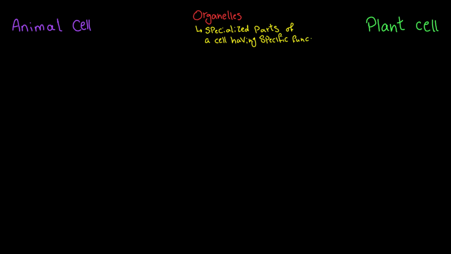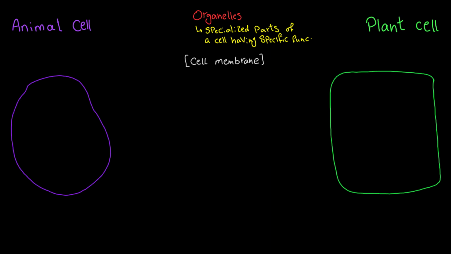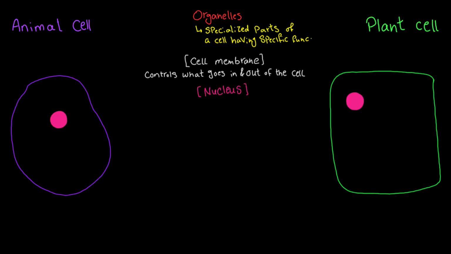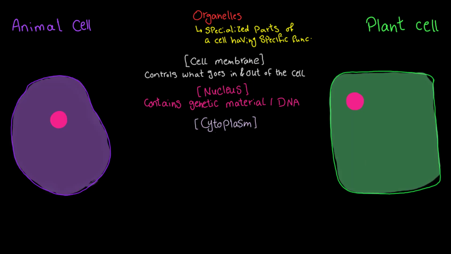Firstly, both cells contain a cell membrane. It is like the security guard or police. It holds the cell together and controls what goes in and out of the cell. For example, it controls which chemicals can pass through it. Both types contain a nucleus that contains the genetic material or the DNA that controls the activities of the cell. They are also both filled with a gel-like substance called cytoplasm. It is where most of the chemical reactions happen, and it contains enzymes that control these chemical reactions.